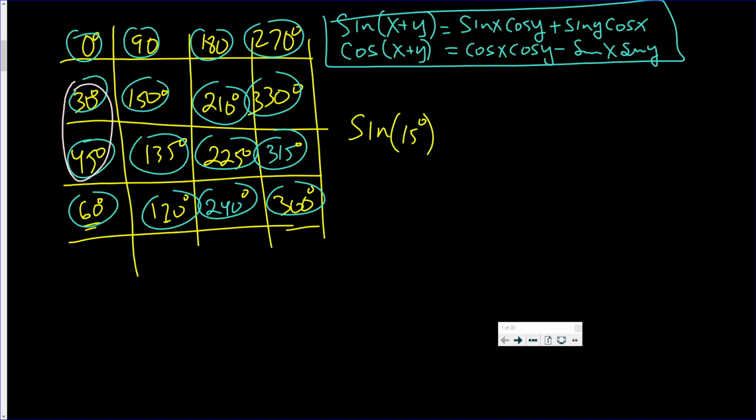45 minus 30 is 15. And for the record, 135 minus 120 is 15. 60 minus 45 is 15. 315 minus 300 is 15. There's a lot of 15s going around. 150 minus 135 is 15. 330 minus 315 is 15. We will use 45 minus 30.